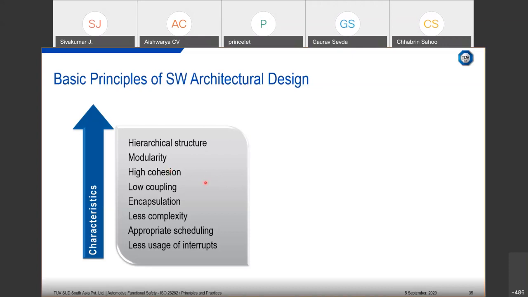Also, high cohesion and low coupling: grouping the relevant architectural components ensures high cohesion. Also, if something is not relevant, that component would be separated, which brings the low coupling aspect. It also talks about scheduling, right? So various different schedules.